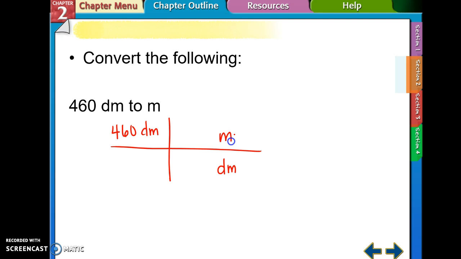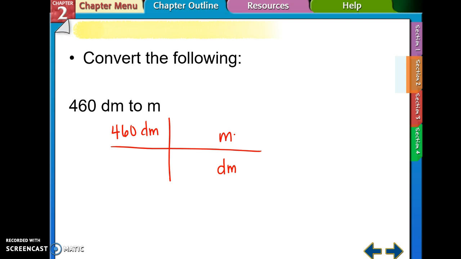put meters up here. So, remember, last time seconds went on the bottom, this time meters goes on the top. It's not always going to be the same every single time. You really have to pay attention to what is going on in the problem. It is always more important to pay attention to your units. Where are your units going? Why did I put decimeters on the bottom? Because that way it will eventually cancel.